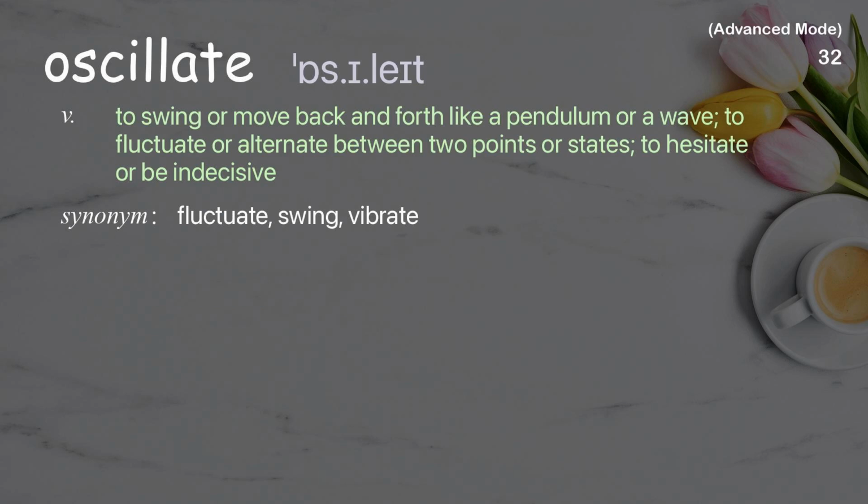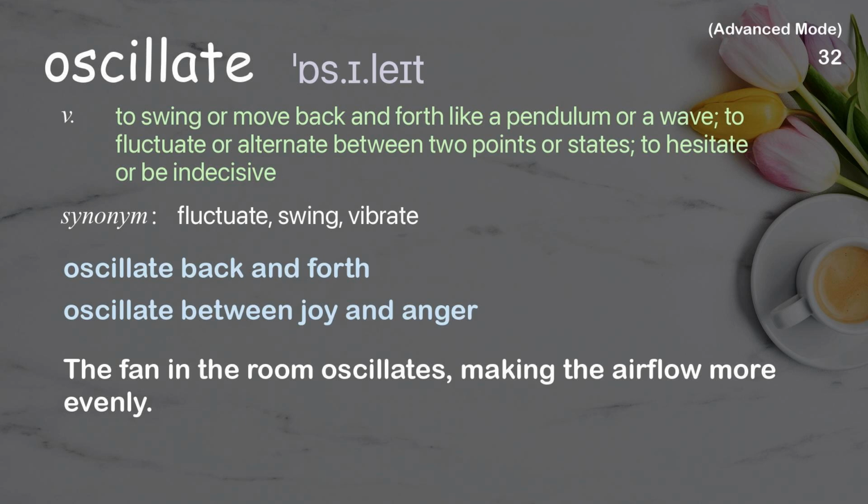Oscillate. To swing or move back and forth like a pendulum or a wave; to fluctuate or alternate between 2 points or states; to hesitate or be indecisive. Examples: Oscillate back and forth. Oscillate between joy and anger. The fan in the room oscillates, making the airflow more even.